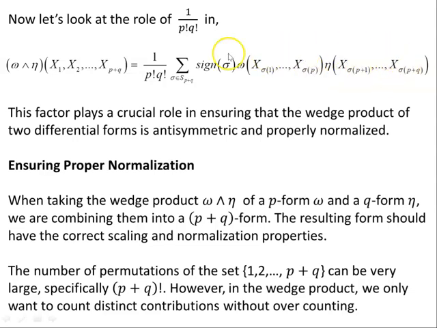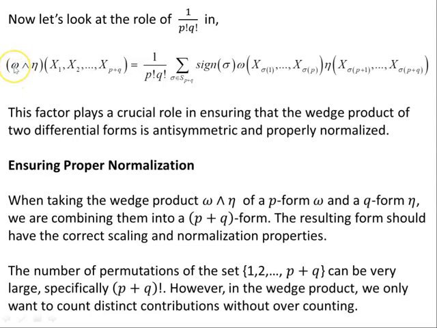Now let's look at the role of this factor 1 over P factorial Q factorial in the original formula. This factor plays a crucial role in ensuring the wedge product of 2 differential forms is anti-symmetric and properly normalized. So let's have a look at what that means. When taking the wedge product omega wedge eta of a P form omega and a Q form eta, we are combining them into a P plus Q form. Remember, here we've got P vectors and Q vectors, so a P plus Q form.